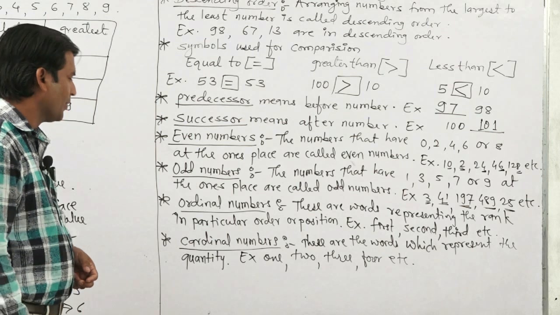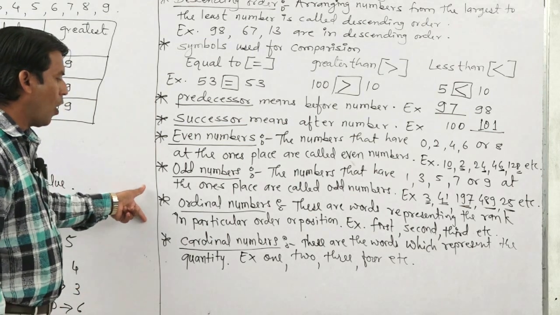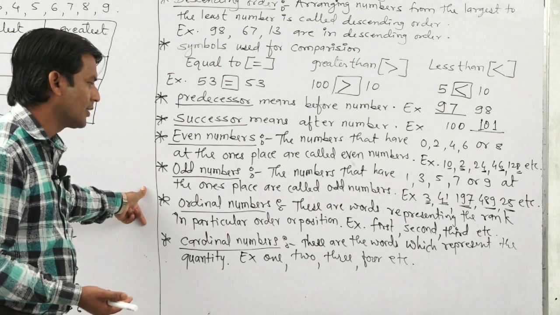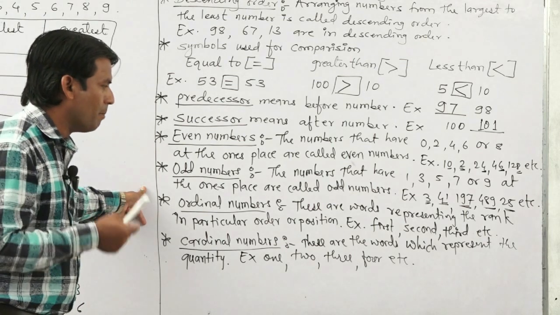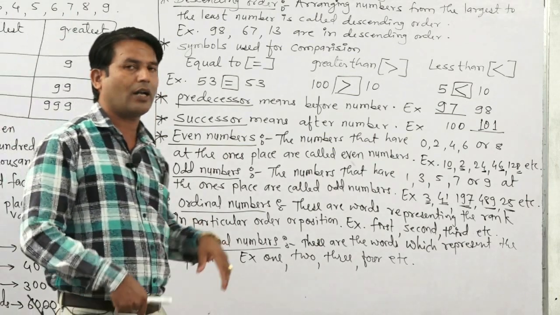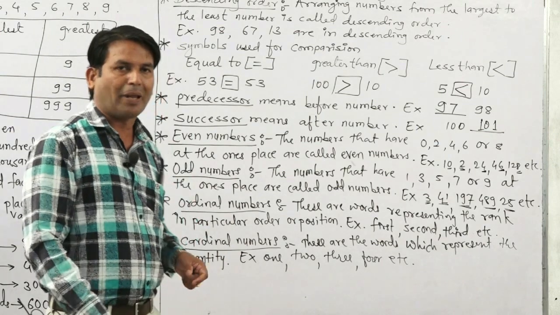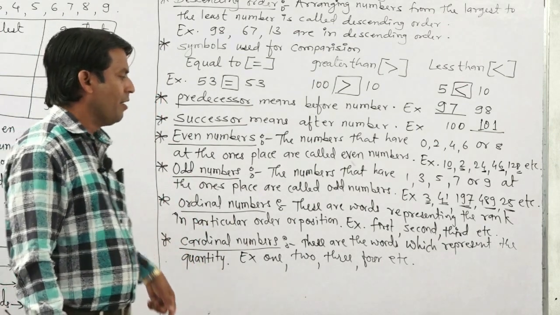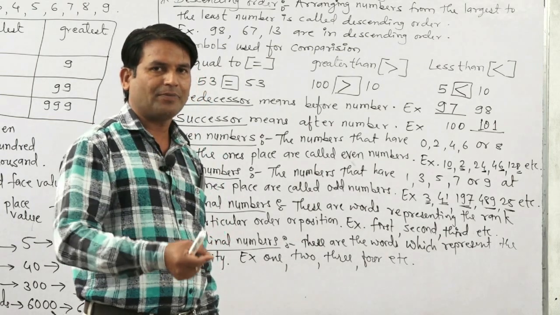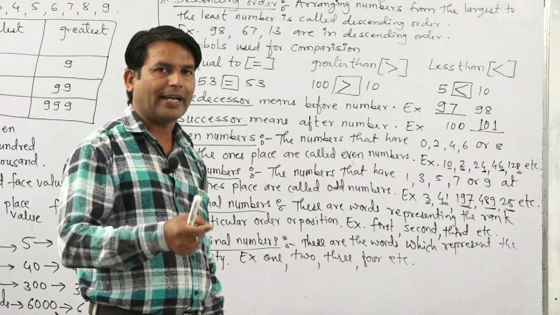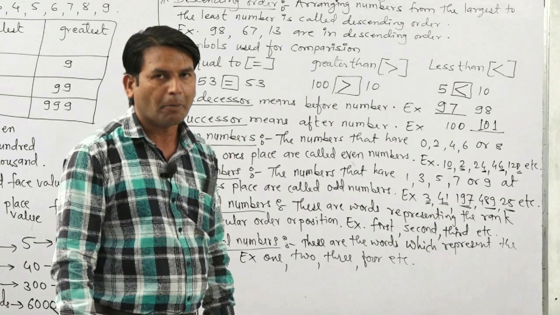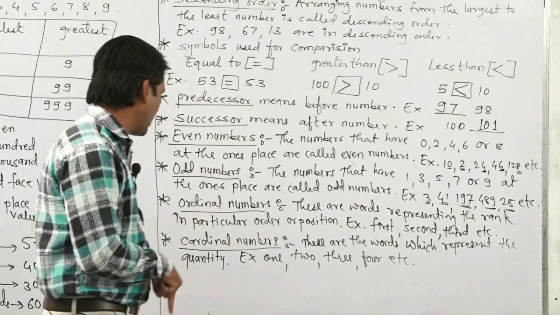After that, what is meant by ordinal numbers? Ordinal numbers are words which represent the rank in a particular order or position. Some examples of ordinal numbers are first, second, third, fourth, fifth, sixth, seventh, eighth and so on. These are known as ordinal numbers. And after that, cardinal numbers.